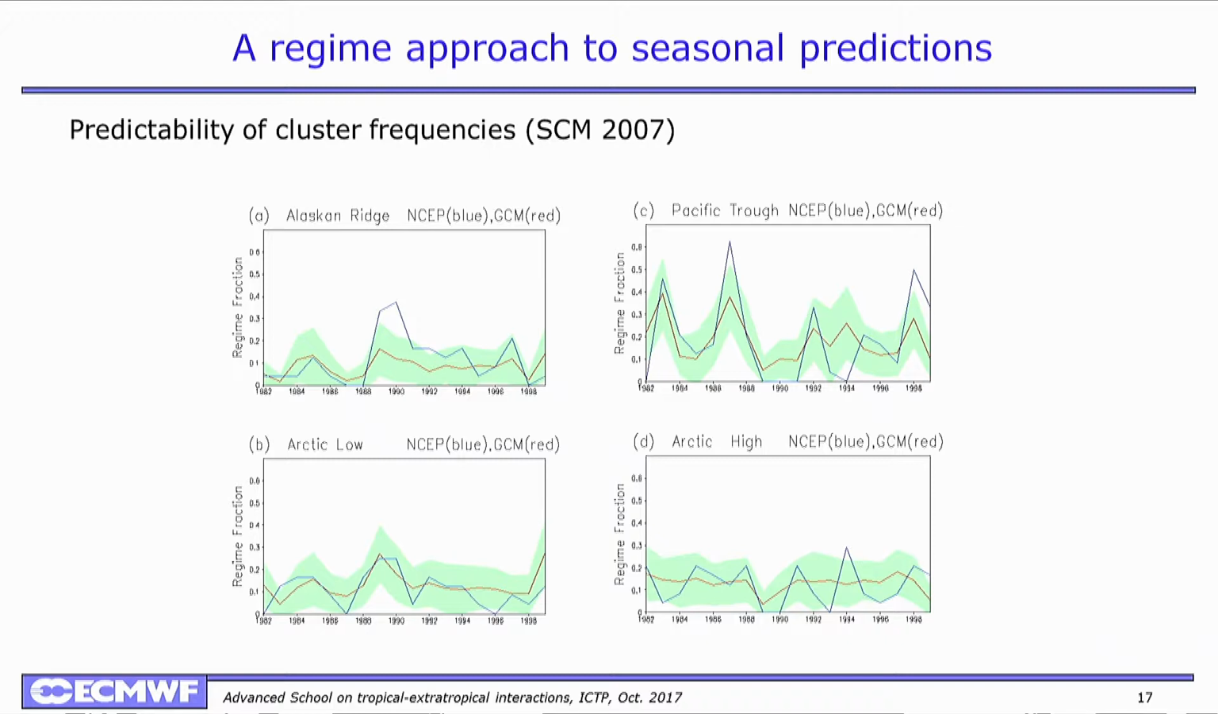And what we can see here, the blue line is the observation, the red line is the ensemble mean, and the green line is the spread within the ensemble. You can see that definitely for some of the regimes, especially this Pacific trough, that roughly corresponds to the positive phase of the PNA pattern, the interannual variability of the frequency is strongly modulated by the forcing, and it's well reproduced by the COLA general circulation model. Some variability also here in the Arctic low for this period. Some of the regimes, like here the Arctic high, show little sign of predictability. That is a consequence of the fact that the teleconnections from ENSO project preferentially on some regimes rather than others.